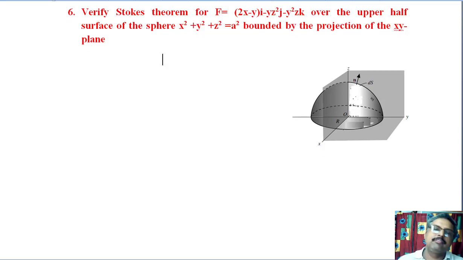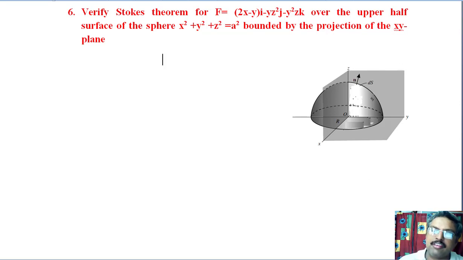Verify Stokes Theorem for the function f equals 2x minus y i minus yz square j minus y square z k, over the upper half of the surface of the sphere x square plus y square plus z square equals a square, bounded by the projection on the xy plane. Now this is a very simple question.